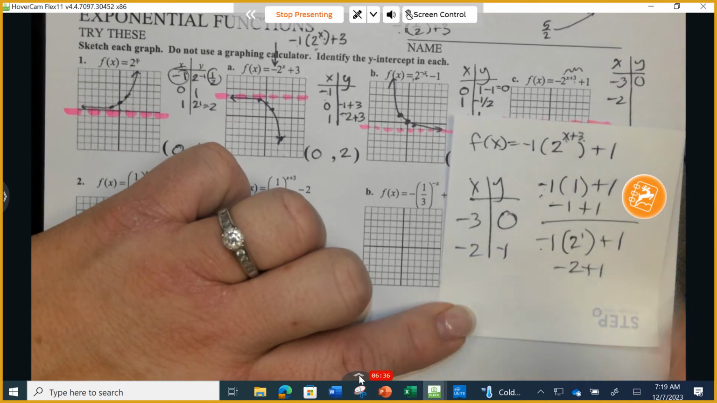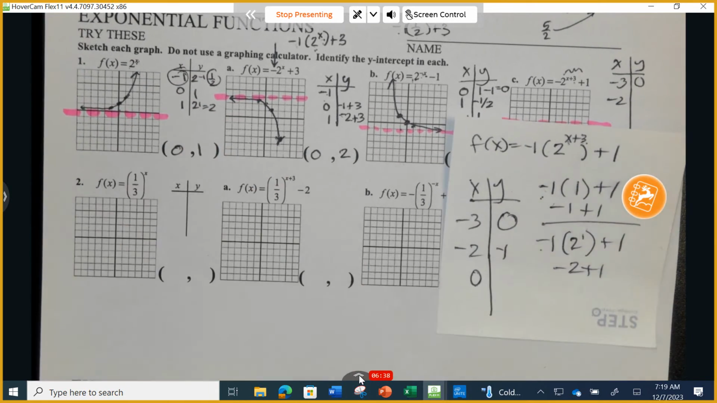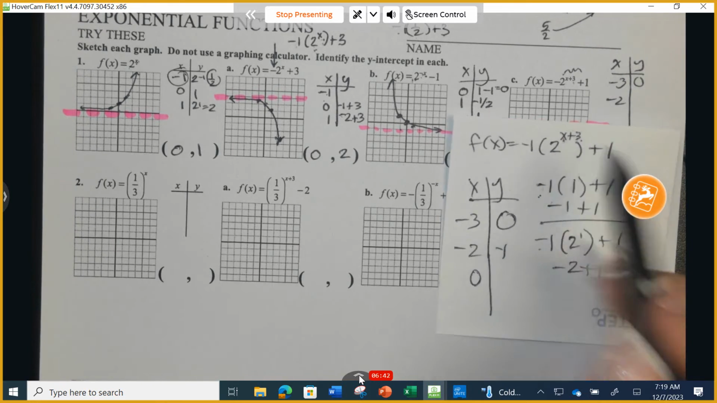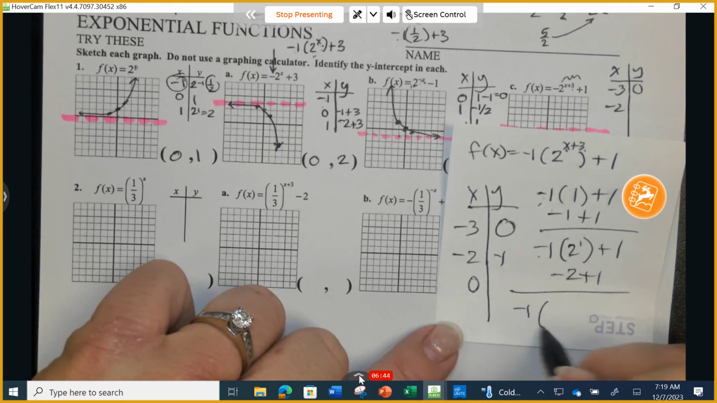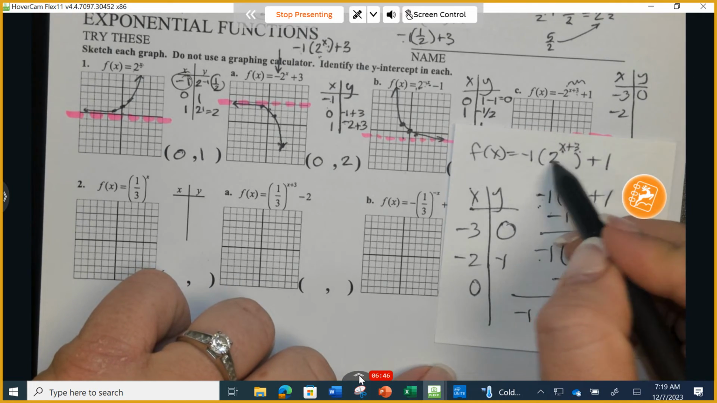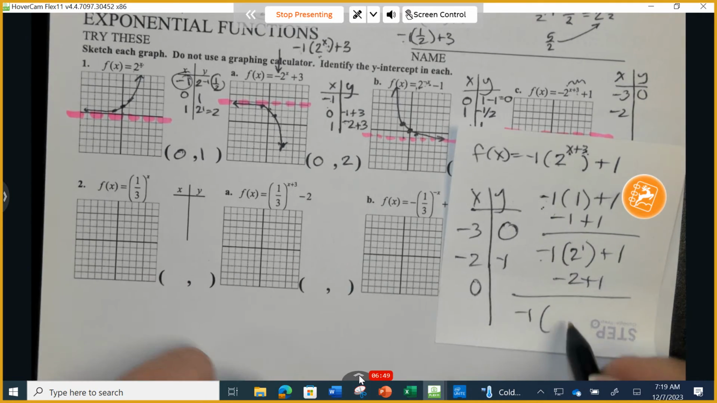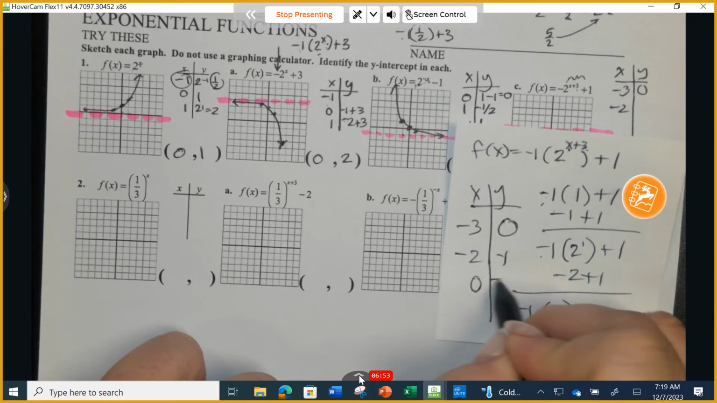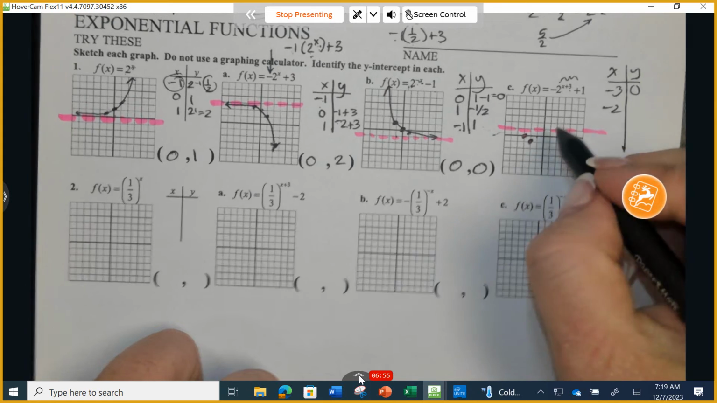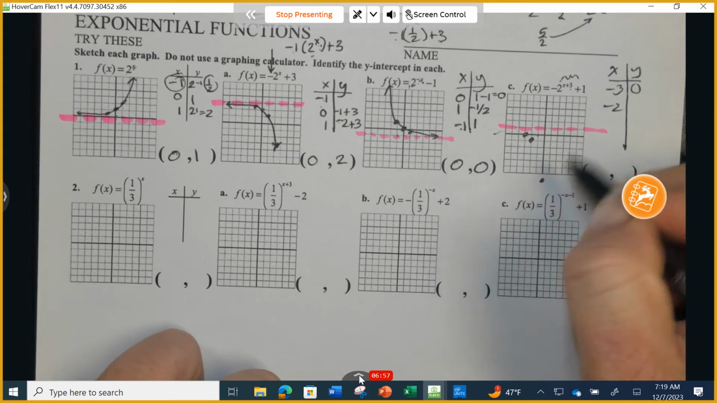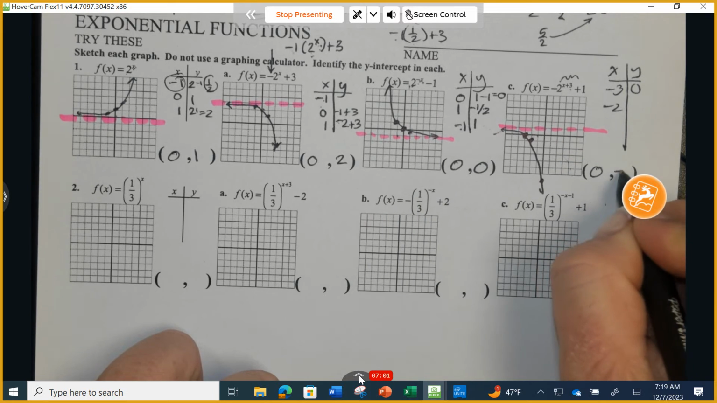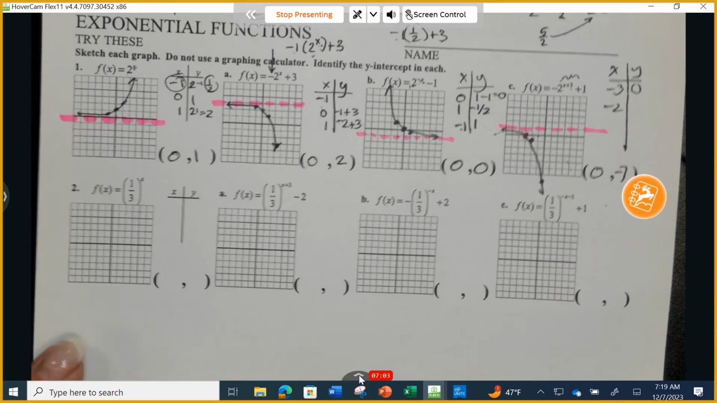Okay, let's do one more. Let's plug in 0. If I plug in 0, I already have a negative out front. Now, if I plug in 0, we have 2 to the third. 2 to the third is 2 times 2 times 2, which is 8, plus 1. I end up with -8 plus 1 is -7. I have 3 distinct points here. This is 6, 7 is right down here. Make sure I can see this. And I have 0, -7.